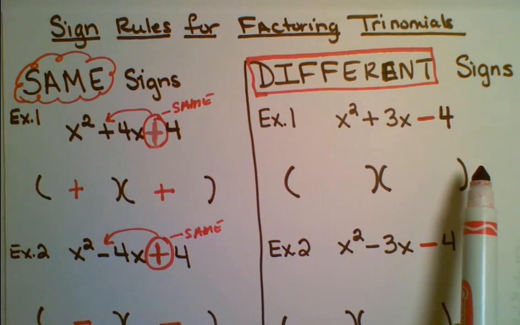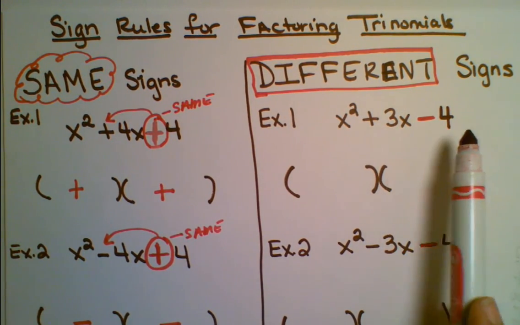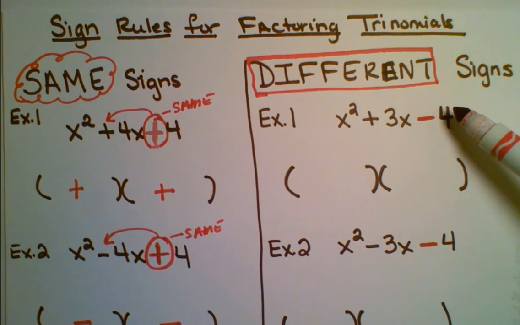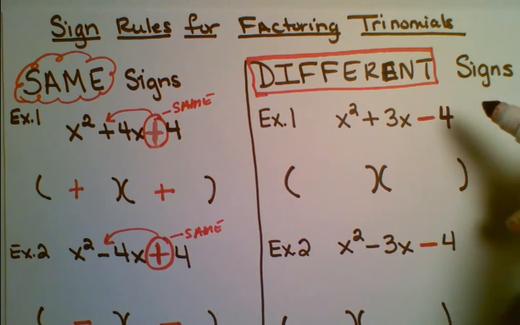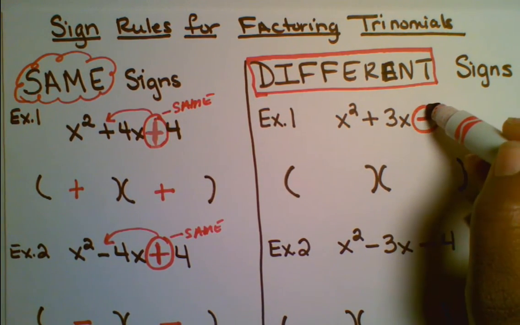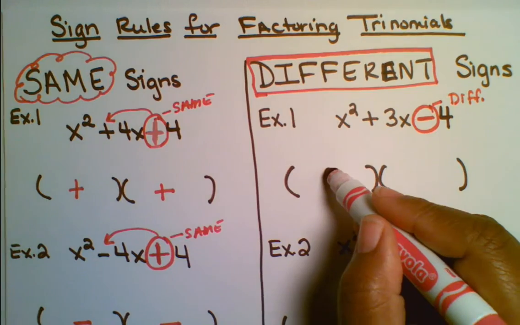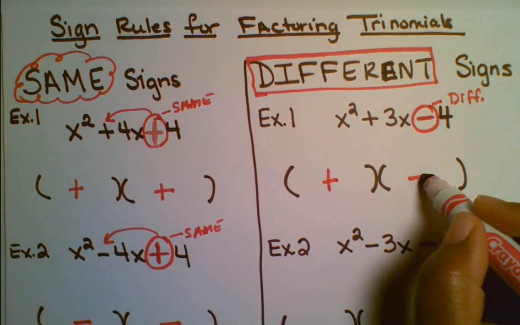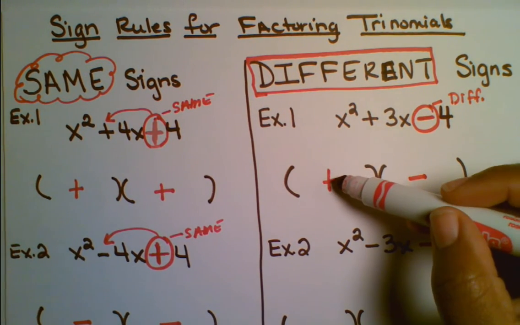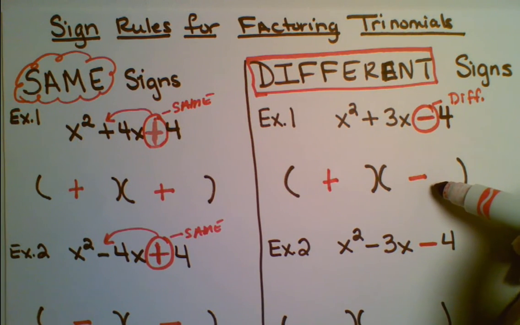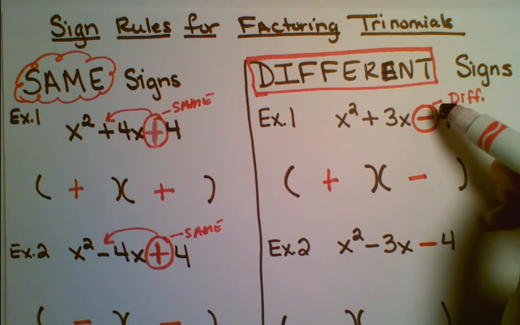Now for different signs, we don't have to use the middle sign. What is noted whenever we use different signs, we still look at the sign of the last term. And the rule says when the sign of the last term is negative, we're going to have different signs, meaning we're going to have a positive sign in one parenthesis and a negative sign in the other. Or we can say a minus in the first parenthesis and a positive in the second parenthesis. It doesn't matter which order the signs are placed in the parentheses as long as the signs are different.